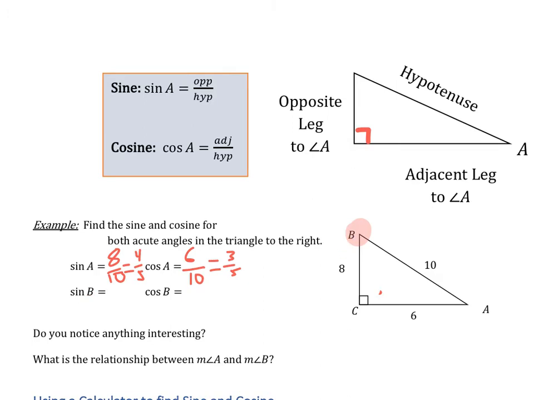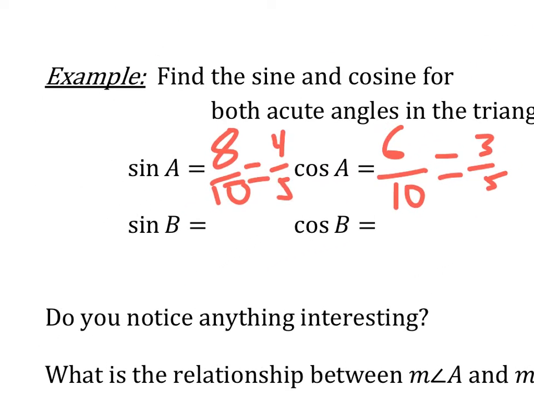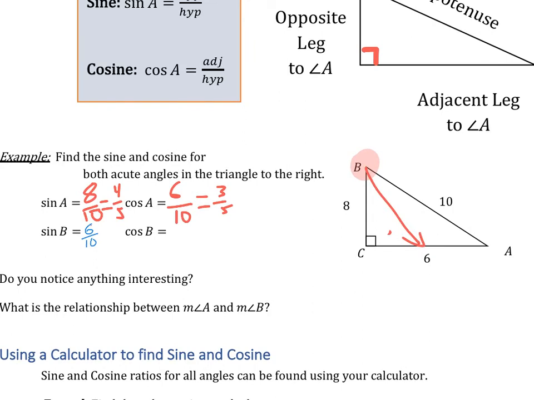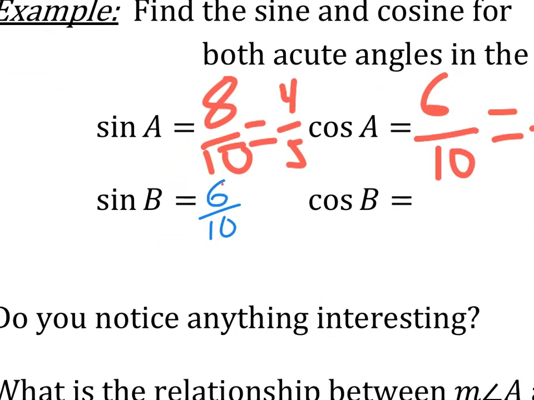So we want to say, well, what is the opposite leg to B? The opposite leg to B is 6. You might say, wait a minute, I thought 6 was adjacent. Well, it was adjacent to angle A, but it is opposite to B. So what is adjacent to A is opposite to B in this triangle. Okay? And so we'll simplify that again. So 6/10, and that is 3/5.